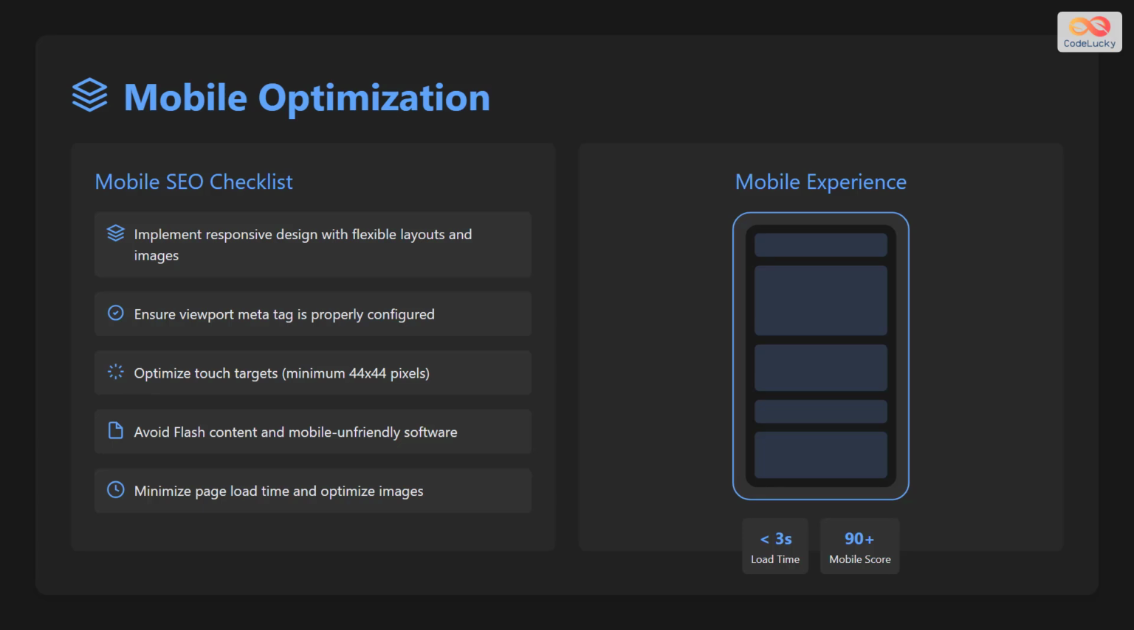Optimize touch targets to a minimum of 44 by 44 pixels. Avoid flash content and other mobile-unfriendly software, and also minimize page load time and optimize images. Here is a representation of a typical mobile website experience and the most relevant performance metrics to keep in mind.